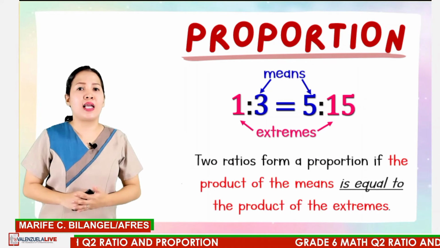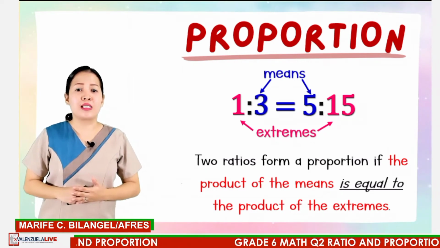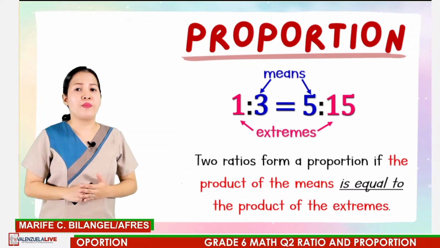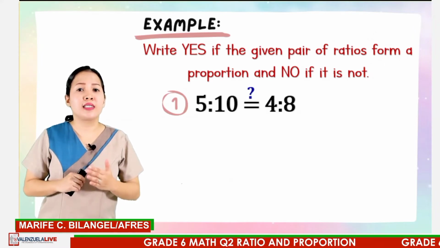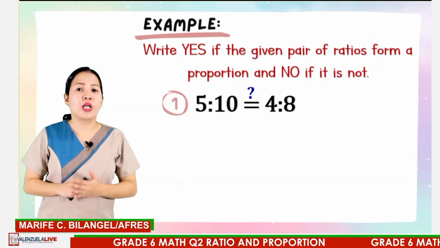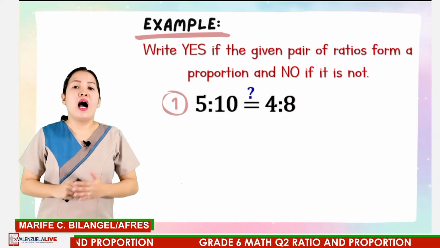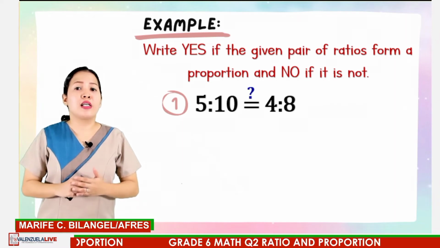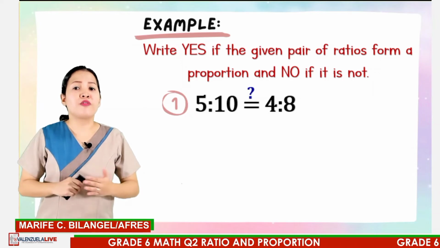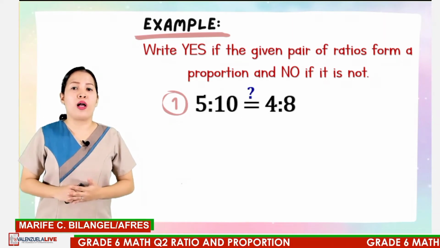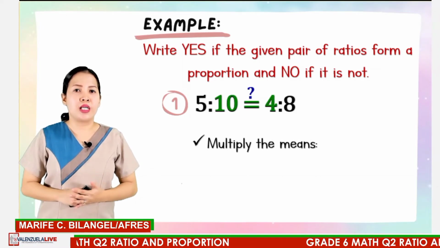We can say that two ratios form a proportion if the product of the means is equal to the product of the extremes. Let's have an example. You just have to write yes if the given pair of ratios form a proportion and no if it's not. Our first pair of ratios is 5 to 10 equal to 4 to 8. To determine if the given pair of ratios is equal, first, we have to multiply the means.